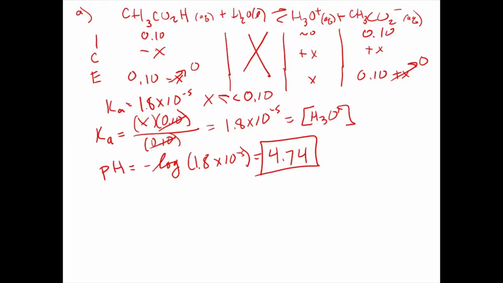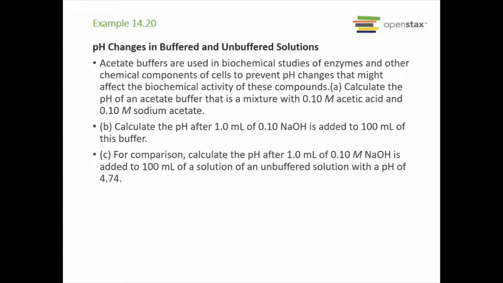And so now let's go ahead and look at what part B wanted. We wanted the pH after we add 1 milliliter of 0.10 molar NaOH, and we're adding that to 100 milliliters of this buffer. So let's first look at how many moles of sodium hydroxide we are adding. Let's go back to a blank screen now. So we were told 1 milliliter of 0.10 molar NaOH.